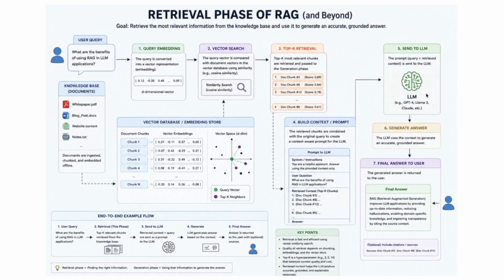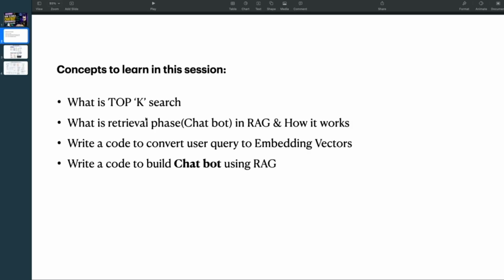LLM could be anything, it could be of any type. Here we are using Ollama as a local LLM. So it will go to Ollama and it will find the answer. That answer will be the nearest answer from the document. This is about the top key results and how the retrieval phase works in RAG. Now we are going to write code for these two topics.